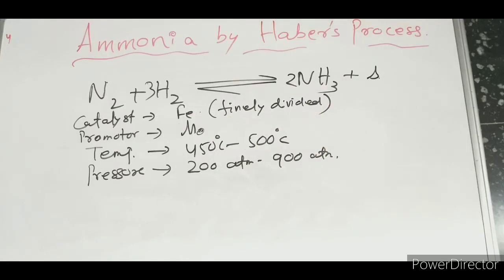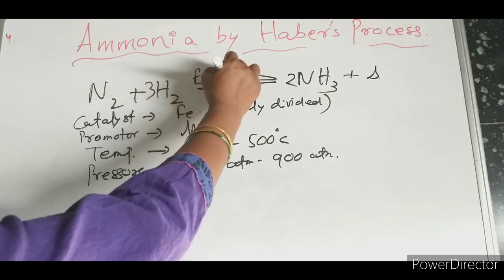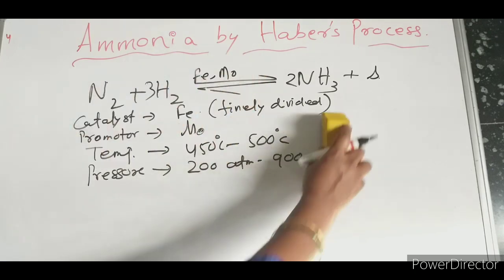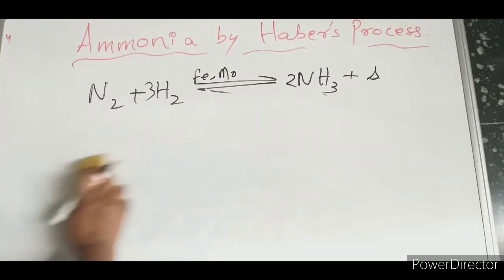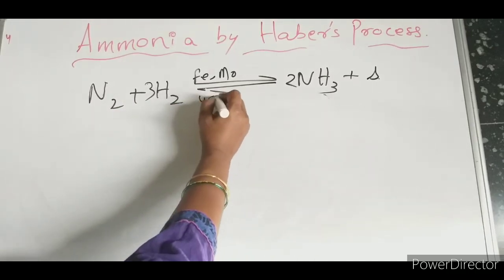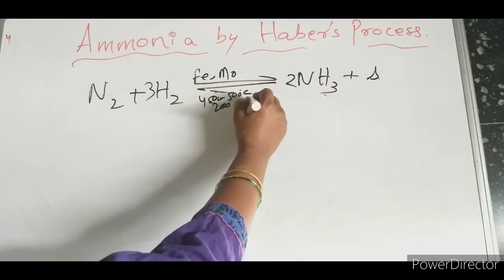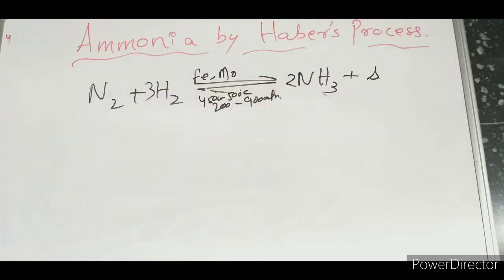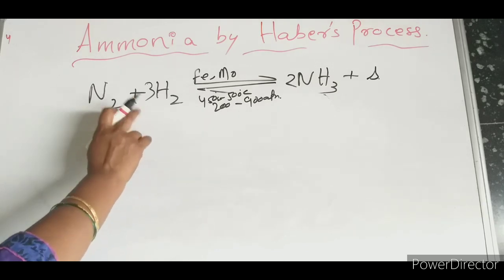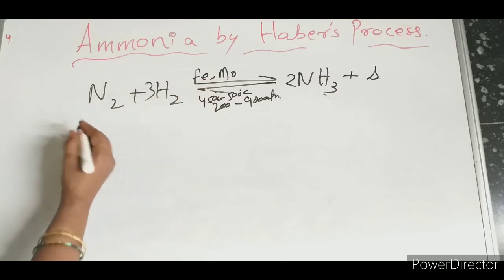Whatever conditions I have taken, let me write here: Fe, this one is Mo, and this one is 450 to 500 degrees Celsius, 200 to 900 atm. This will be the condition where the reaction will proceed, and I told you this is the favorable condition. Whatever nitrogen and hydrogen we take should be pure and dry. Otherwise the impurities present will poison the catalyst.